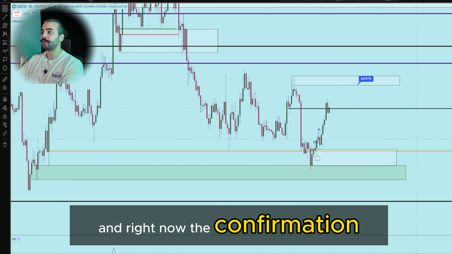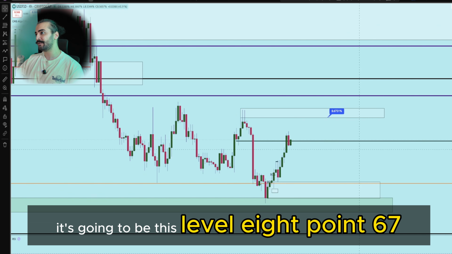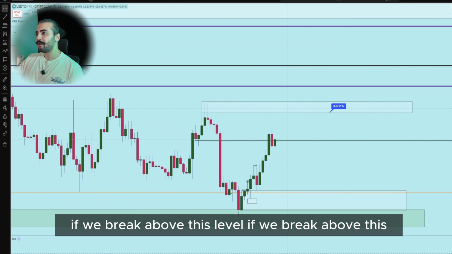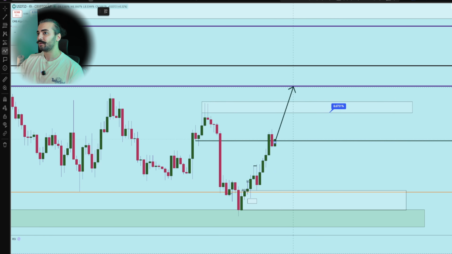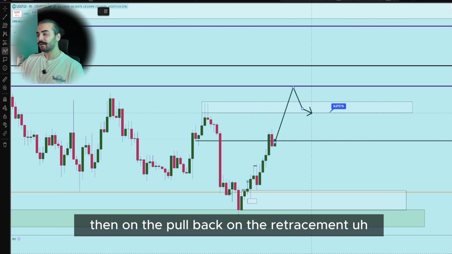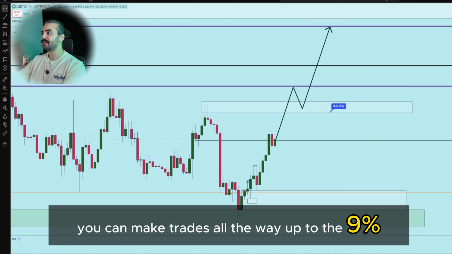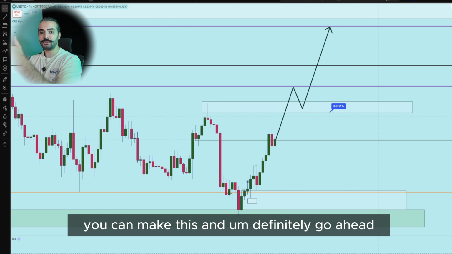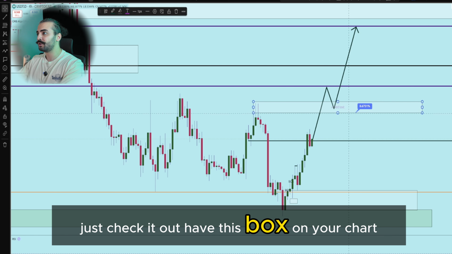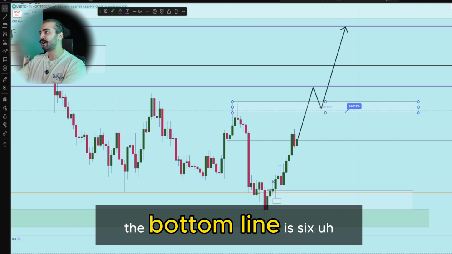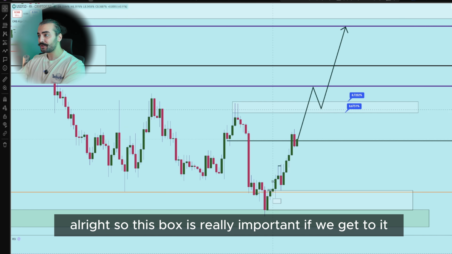And right now, the confirmation that I told you for the full bearish momentum is going to be this level, 8.67. If we break above this level, if we do something like this, then on the pullback, on the retracement, on the same box, you can make trades all the way up to the 9%. So this is very important. Definitely go ahead and check it out. Have this box on your chart. The bottom line is 8.67, and then the top line is going to be 8.72. All right. So this box is really important.